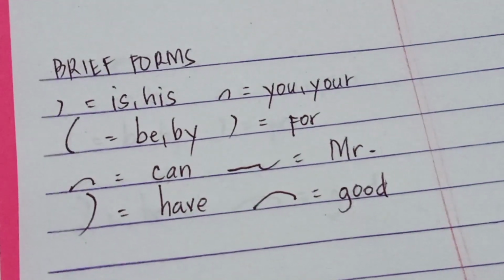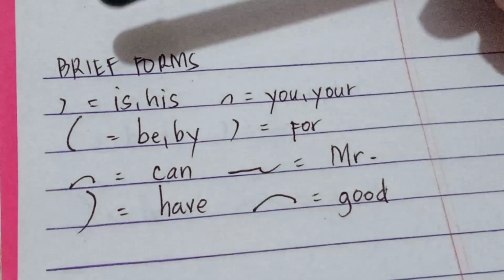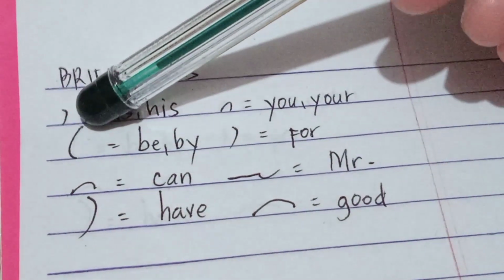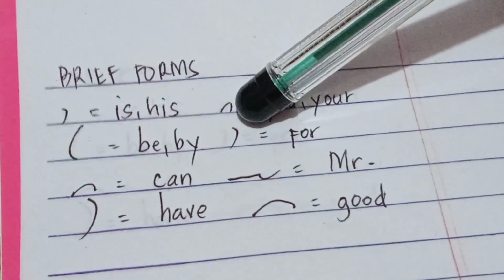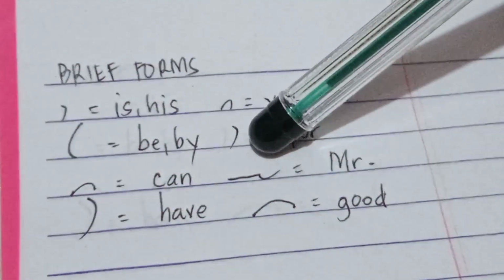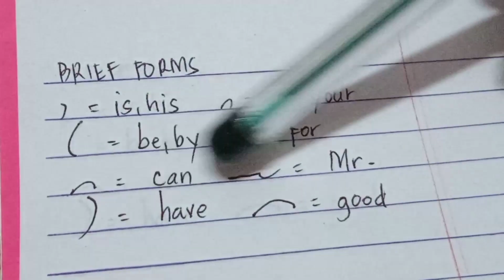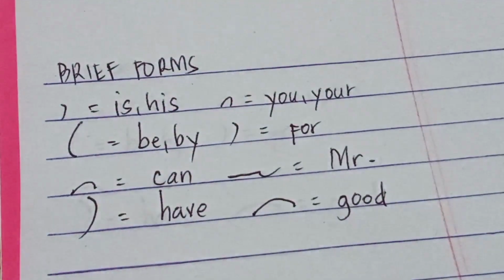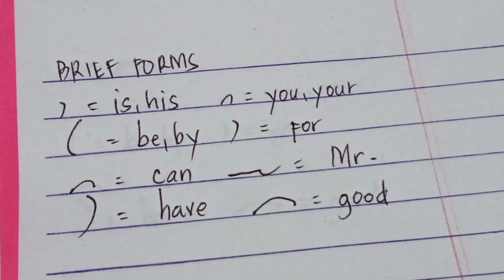Okay? So, let's read all together. So, this is his, you, your, be, by, for, can, Mr., have, good. Okay, so these are the new sets of brief forms.